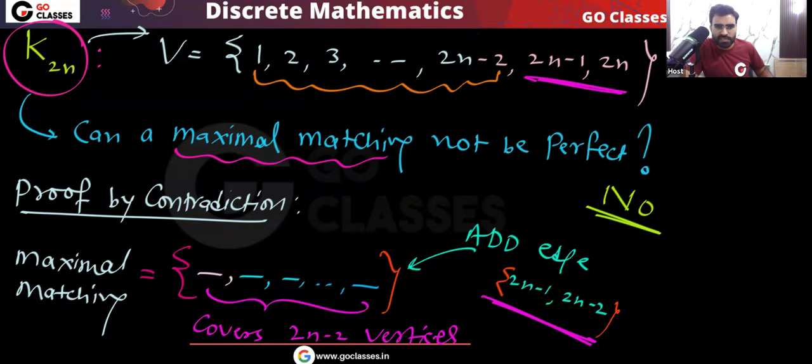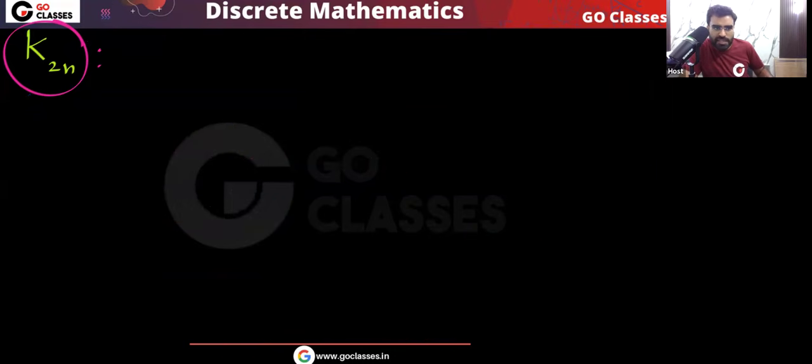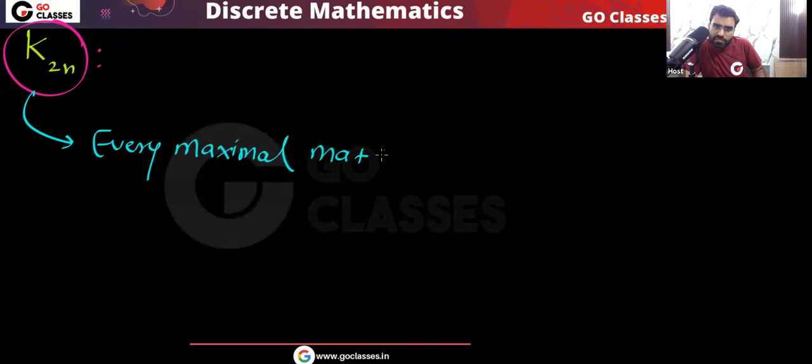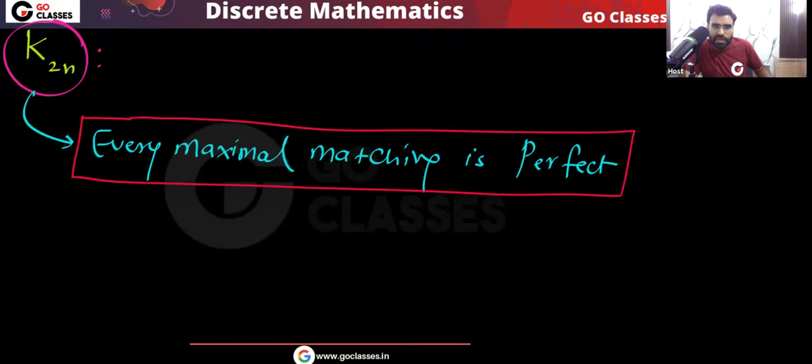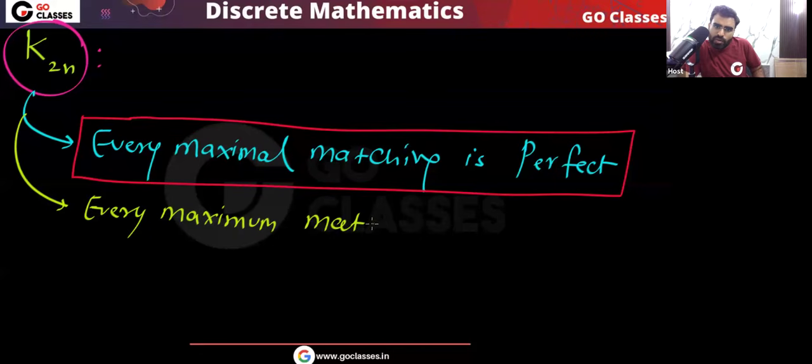So can you have a maximal matching which is not perfect? The answer is no. So finally I can say that in this K2n, every maximal matching is perfect. If you create a maximal matching, every maximal matching is perfect. Every perfect matching is already maximal, and every maximal is perfect. Similarly, here you can see that every maximum matching is also perfect. In this complete graph I am talking about.